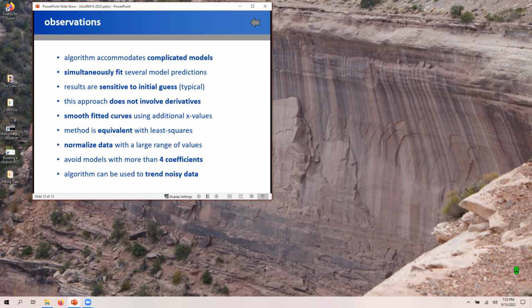And then you have to just smooth or do whatever you do. You can also use it to trend noisy data by looking for breakpoints. So I'll leave it at that. Am I good? Did I go too long?